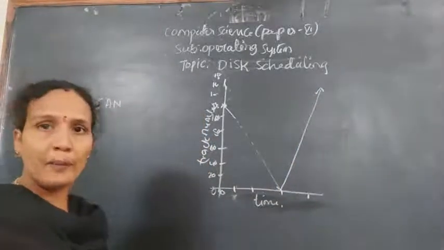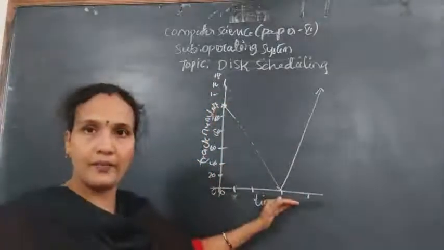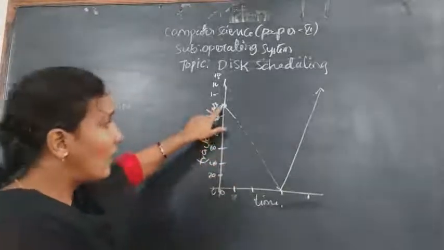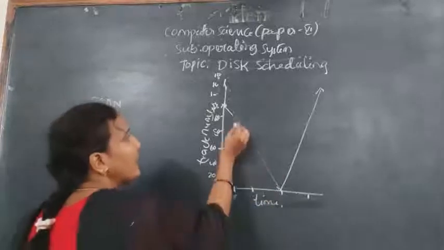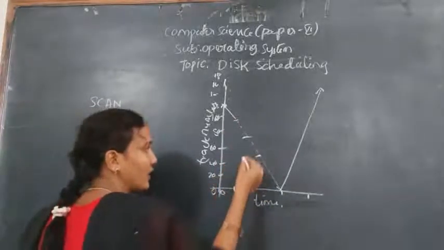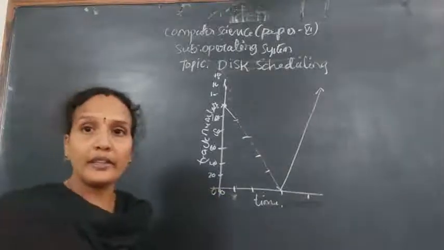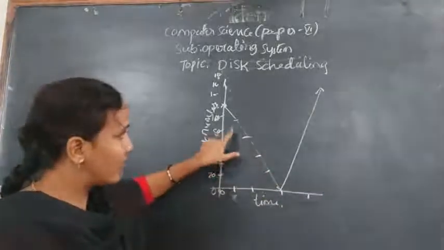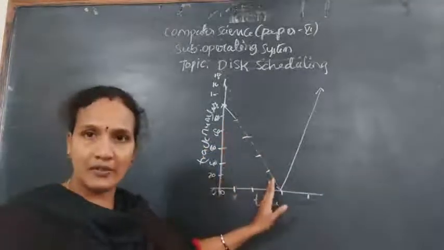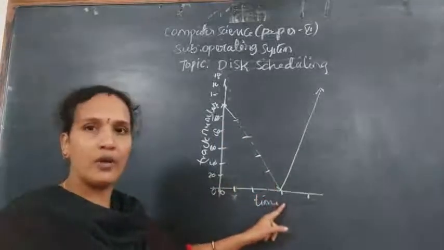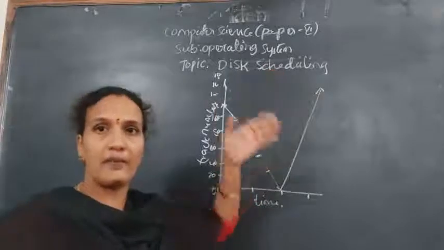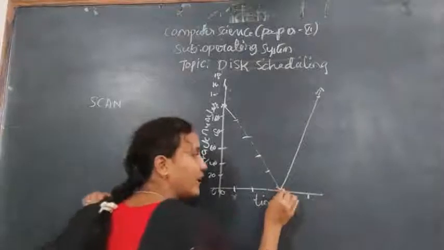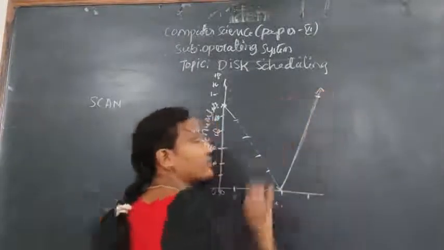When it is moving from one end to the other, whatever requests are there, that means the track numbers between one end and the other. For example, we have 85, 65, 43, 23. When it is coming down to one end, whatever requested track numbers are there will be serviced. After moving to the one end, again it will go in the reverse direction. For example, we have requests at 137 and 180. From this end, it will move in the reverse direction.